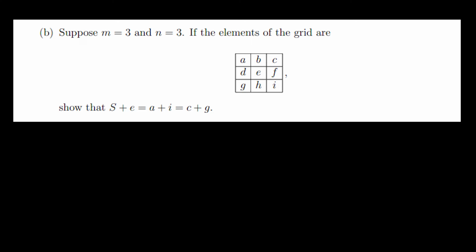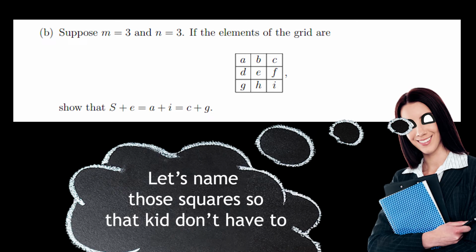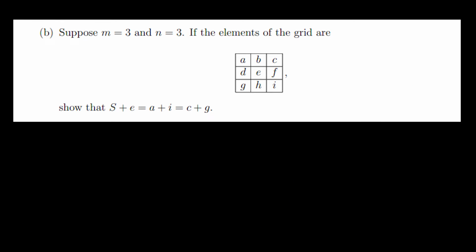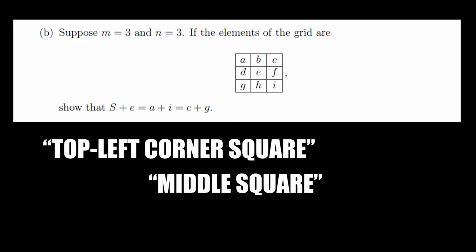So, question B gives us a 3x3 grid and asks us to prove an identity that S plus E equals A plus I equals C plus G. The authors of this question have kindly labeled every single square because they knew a random high school student is going to make a video about this question in the future. Huh, just kidding. They obviously labeled the squares to avoid saying something like middle square or top left corner square or something like that.